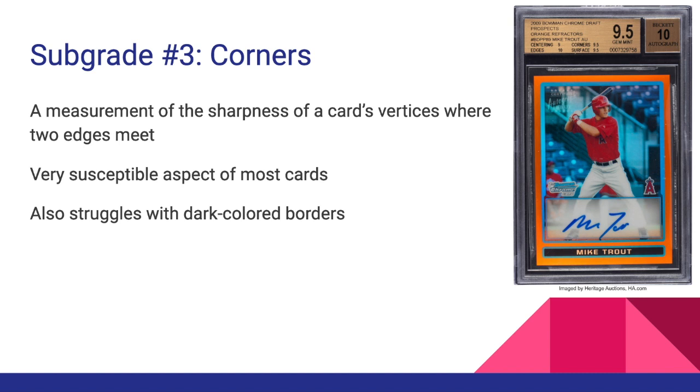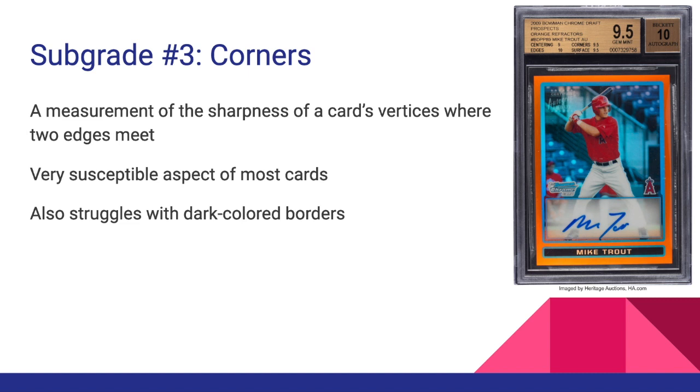Now, if I were to say that edges are the easiest of the four subgrades, I would then have to follow it up with the corners, which I would say is arguably the toughest of the four to get a 10 on, just because this is kind of a weak point. This is where you have the vertices of two edges. I won't necessarily say that there's four corners on a card, because you have die cuts and a whole bunch of interesting different ways that cards are cut now. But where two edges meet is a vertice, which is a corner.